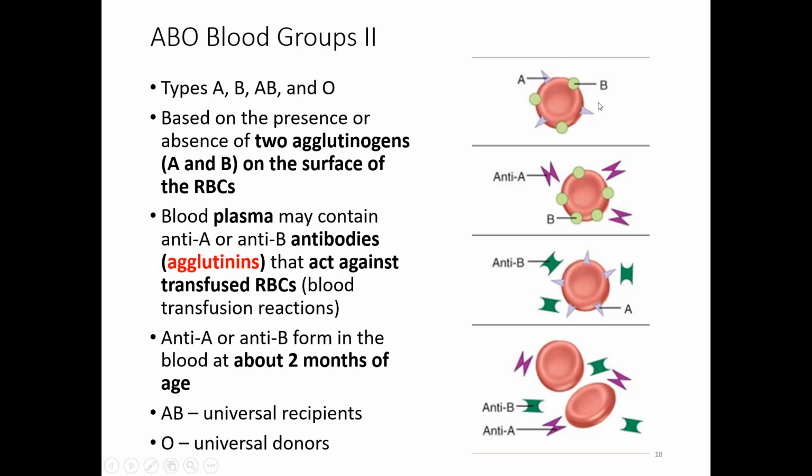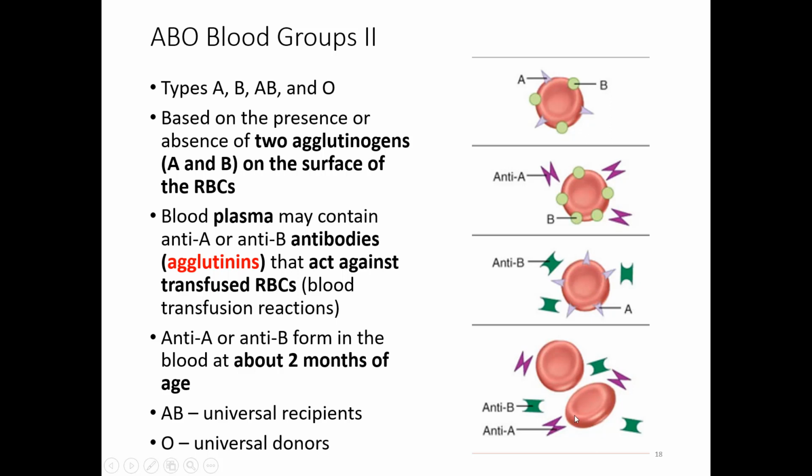Pay attention that people with blood type AB do not have any antibodies in their blood plasma. It means that they can receive blood transfusion from type B, type A, or type O. That's why they are called universal recipients. People who have blood type O, on the contrary, do not have any antigens on their surface, neither A nor B, on the surface of their red blood cells. But in their blood, they have both anti-A and anti-B antibodies.